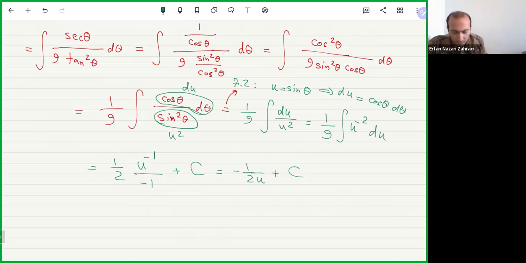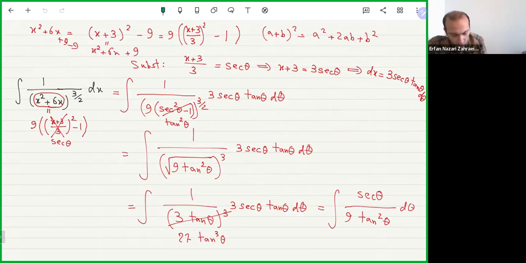Now let me replace back u. How should I replace back u? U is sine theta. So it's minus 1 over 9 sine theta plus c. Is this good? No, it should be x, not theta. So how should I replace back theta in terms of x? That's the idea. This is the substitution that I did: x plus 3 over 3 is secant theta.